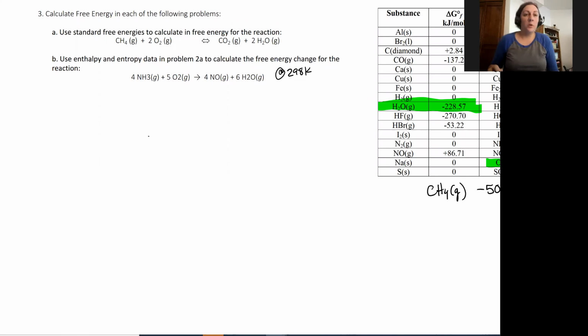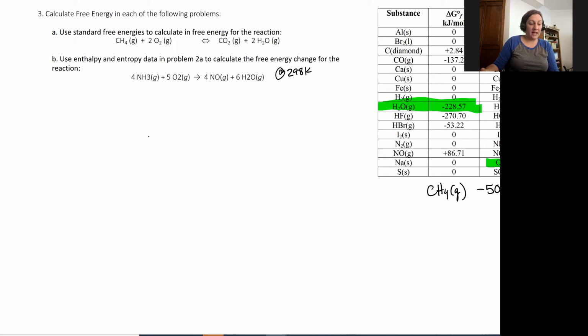In this video, we're going to walk through the solutions to a couple of practice problems. The first one is just trying to calculate standard free energy in a couple of different methods, using standard free energies of formation and then also using standard enthalpy and entropy values. So let's start with our first one.